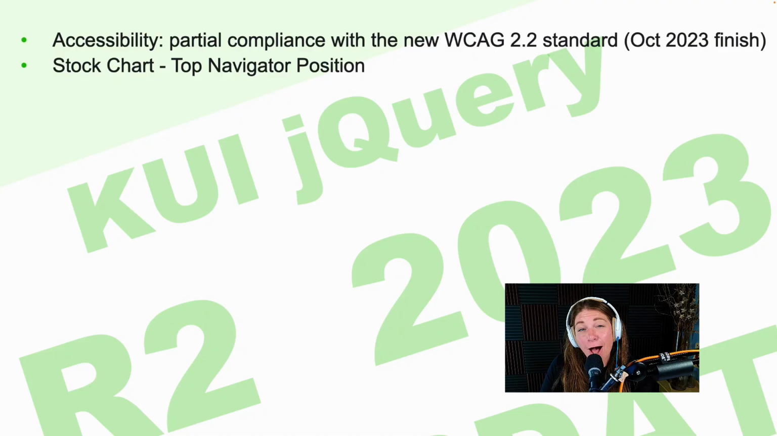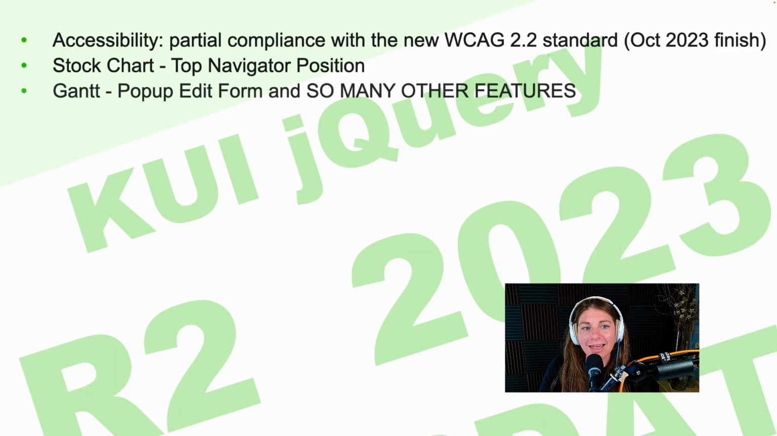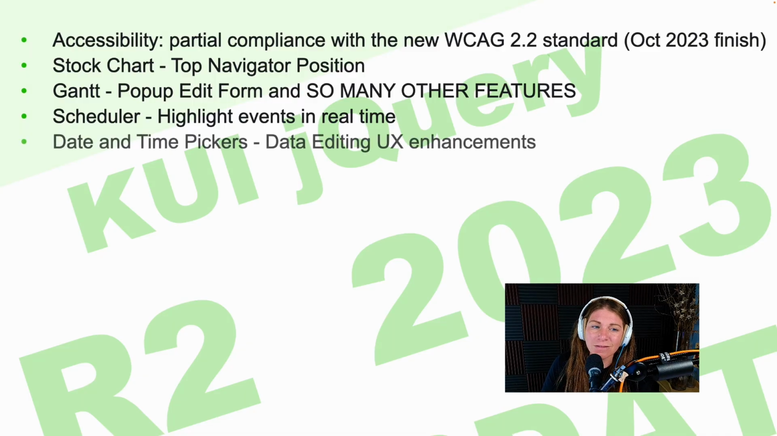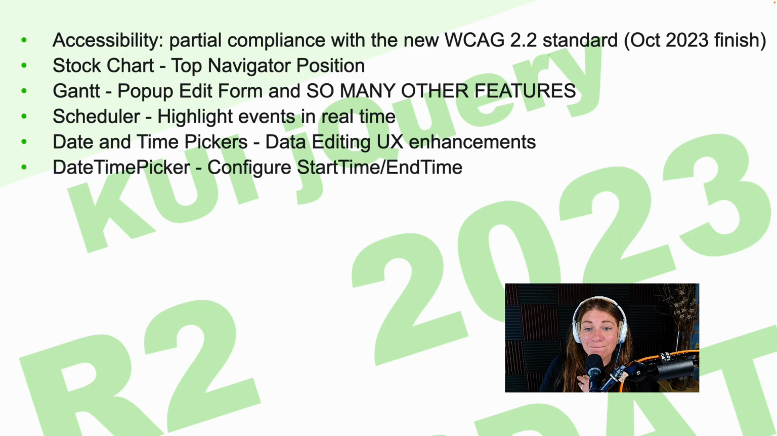We also have a top navigator position option in the stock chart that we'll take a look at. The Gantt has a pop-up edit form, which is really cool. And there are a lot of other features that go along with that, and just the Gantt in general. The scheduler now highlights events in real time, so you can see exactly where you're at in your day. The date and time pickers have date editing UX enhancements. The date time picker has a configurable start time and end time option now.